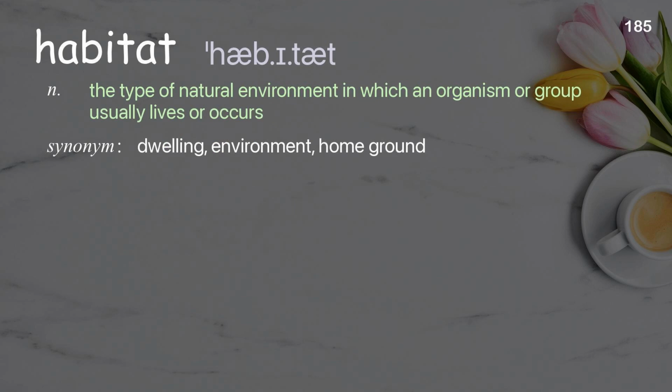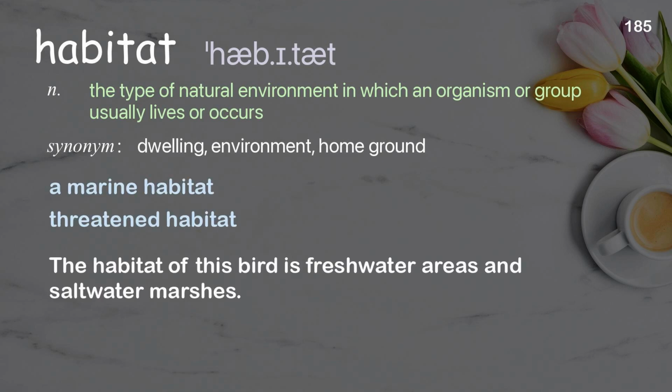Habitat: The type of natural environment in which an organism or group usually lives or occurs. Examples: A marine habitat. Threatened habitat. The habitat of this bird is freshwater areas and saltwater marshes.